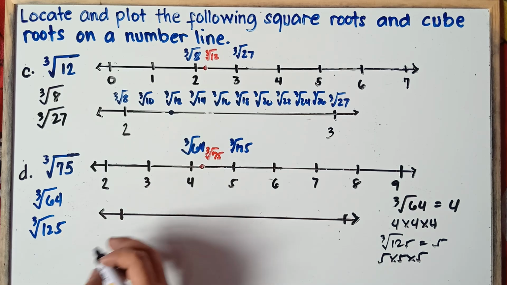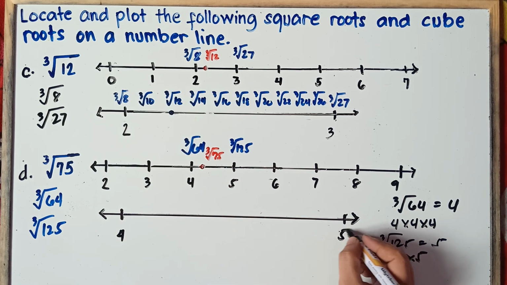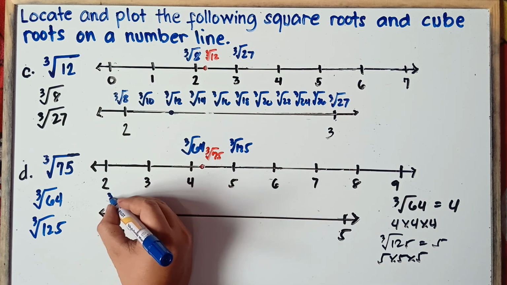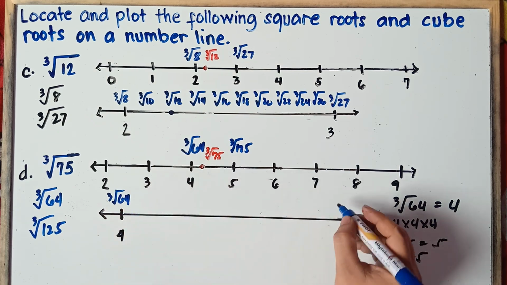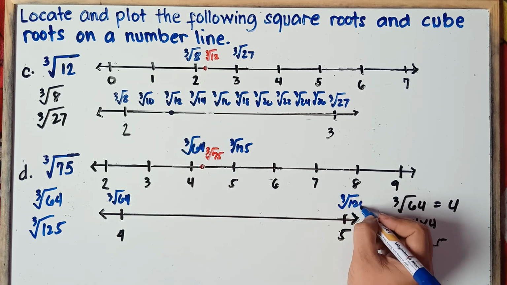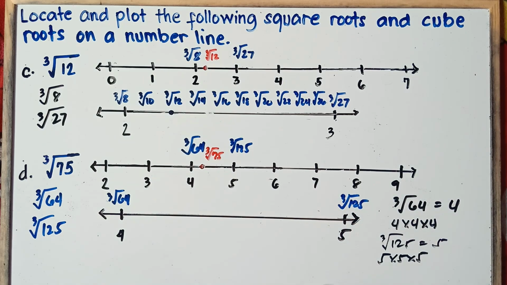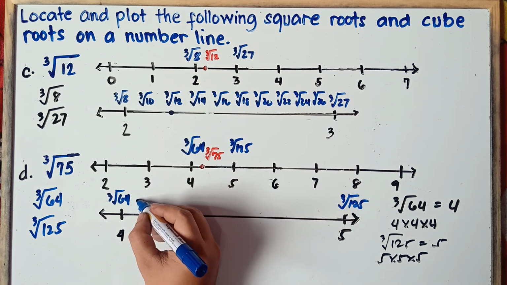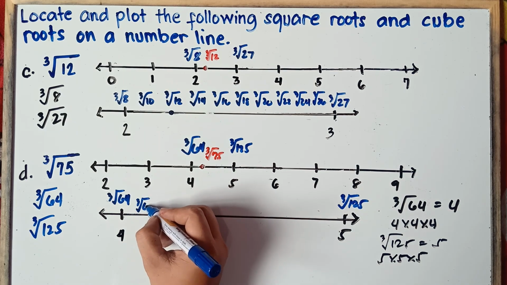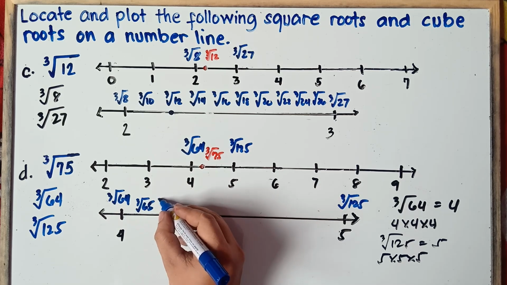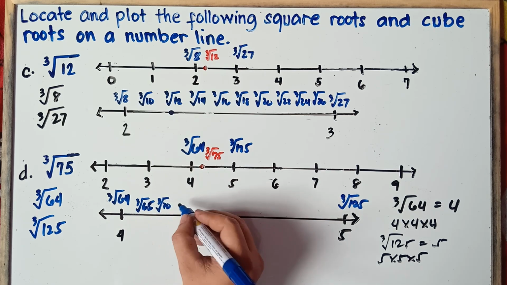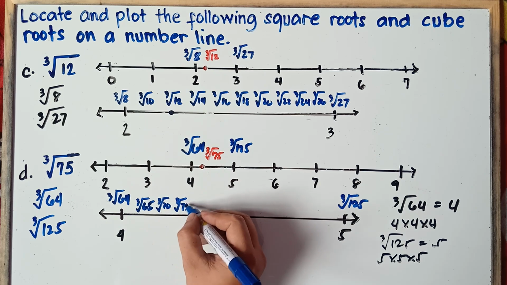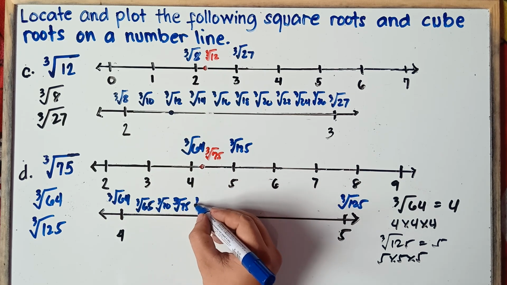But if you're confused, you can write 4 and 5 in this given. We can say that this is 4 and this is 5. And this will be cube root of 64, and this is cube root of 125. And then we can do the skip counting by 5. So this is cube root of 65, and then plus 5, cube root of 70, and then cube root of 75, and then cube root of 80.